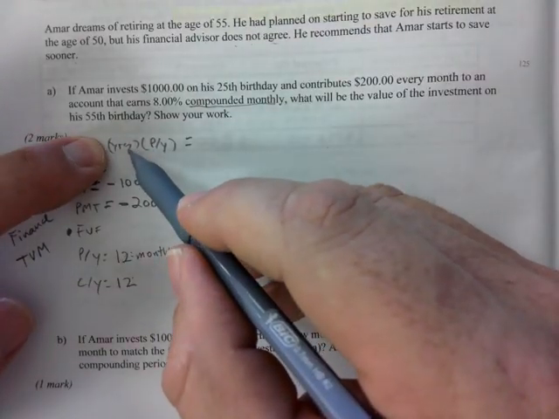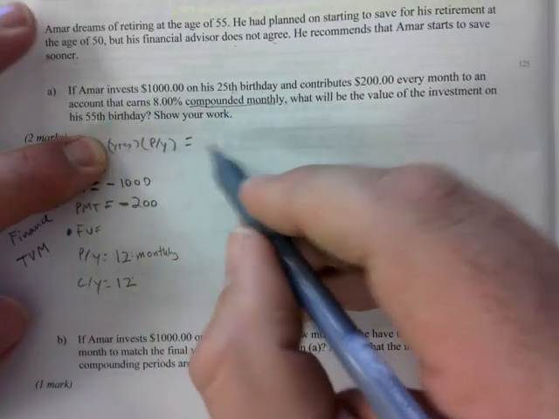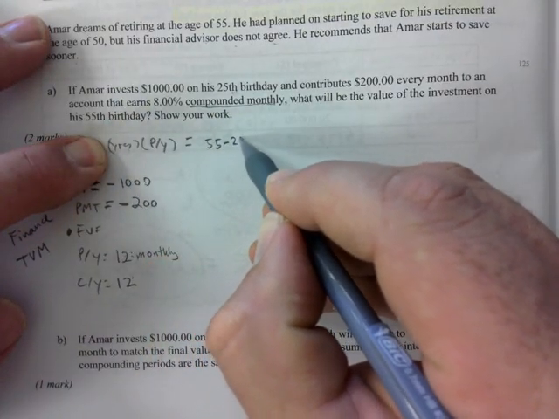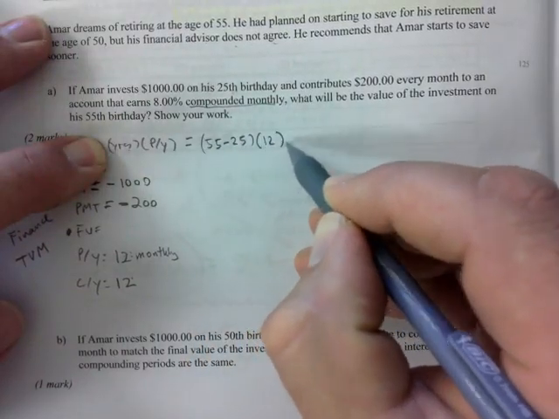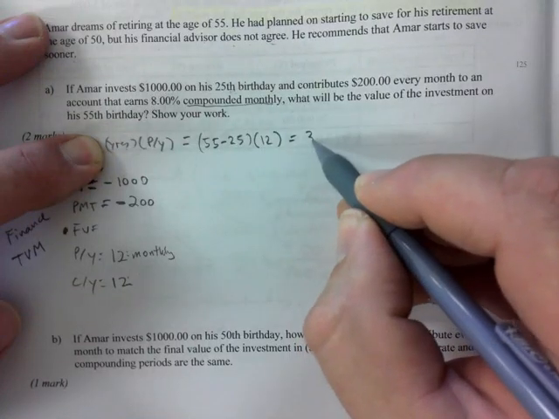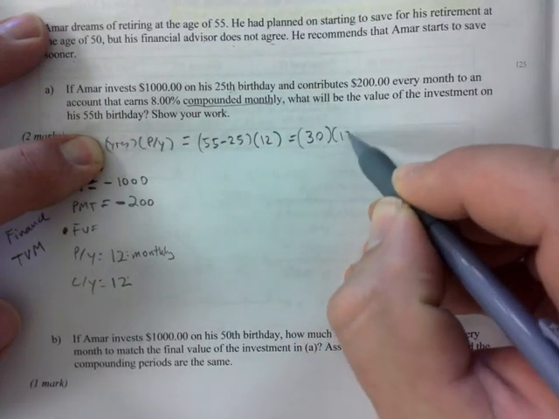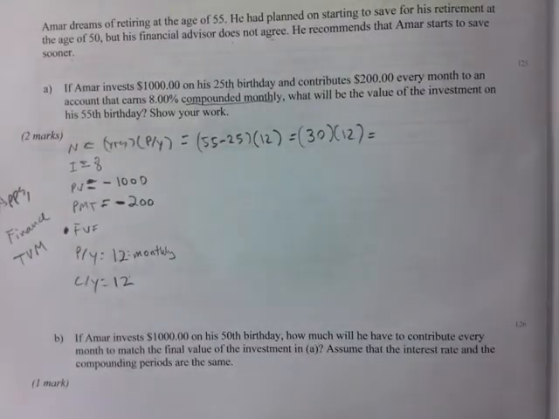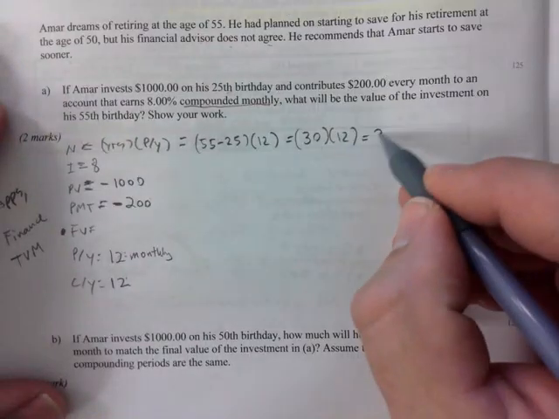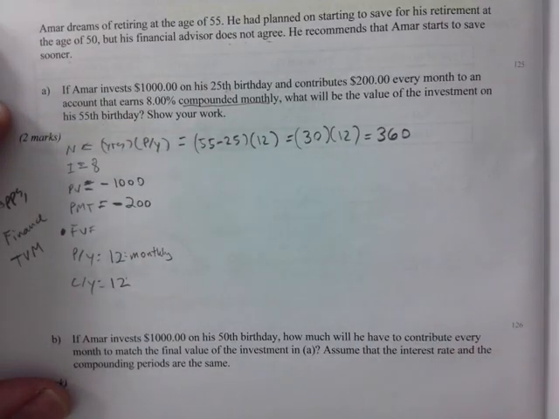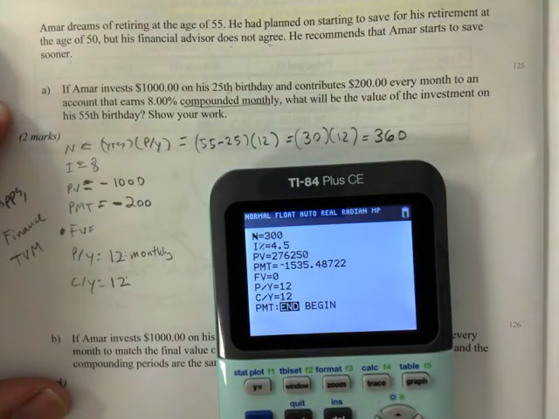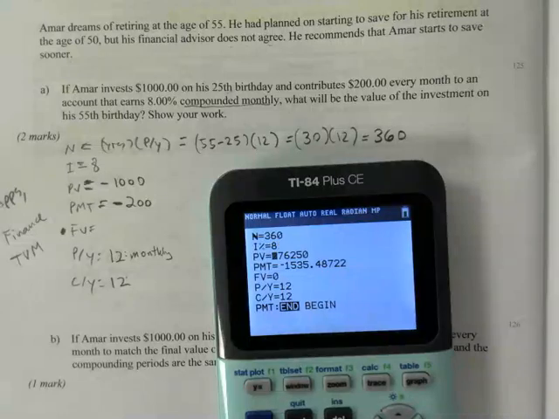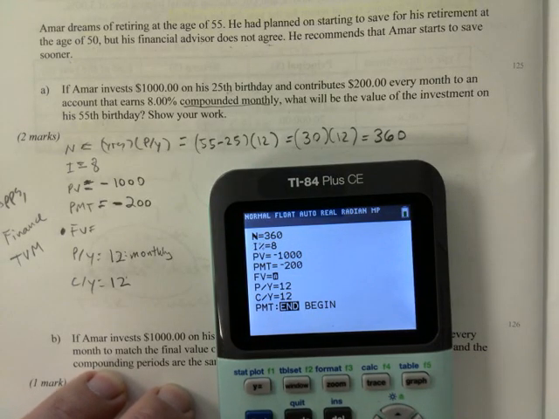So how many years are we talking about? 25th to the 55th birthday. I'm actually going to show that work here. 30 times 12. Make sure you use your calculator the day of, okay? Don't risk it. That would be 360. So N is going to have the entry of 360. Now we're ready to solve. So 360, 8, negative 1,000, negative 200. I'm going to put a 0 there, 12, 12, and make sure you have it set to end. Future value, alpha, solve, right?